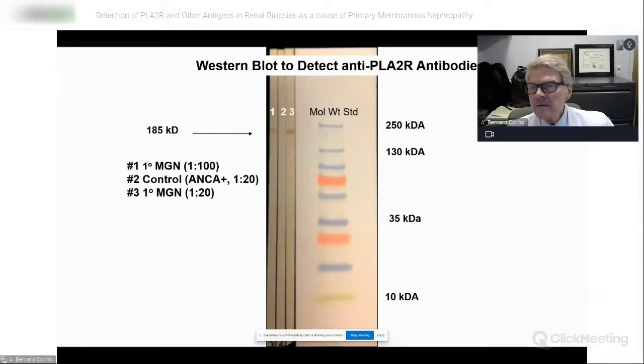And you see here, there is a band of recognition in lane 1 and lane 3. Lane 2 is completely negative. Lane 1 and 3 are the same patient. In lane 3, the patient serum is diluted 1 to 20, and in lane 1, it's diluted 1 to 100. There is a molecular weight rainbow standard here for determining the molecular weight of the antigen. As you see, the antigen identified is a 185 kilodalton protein, which is the molecular weight of PLA2R.